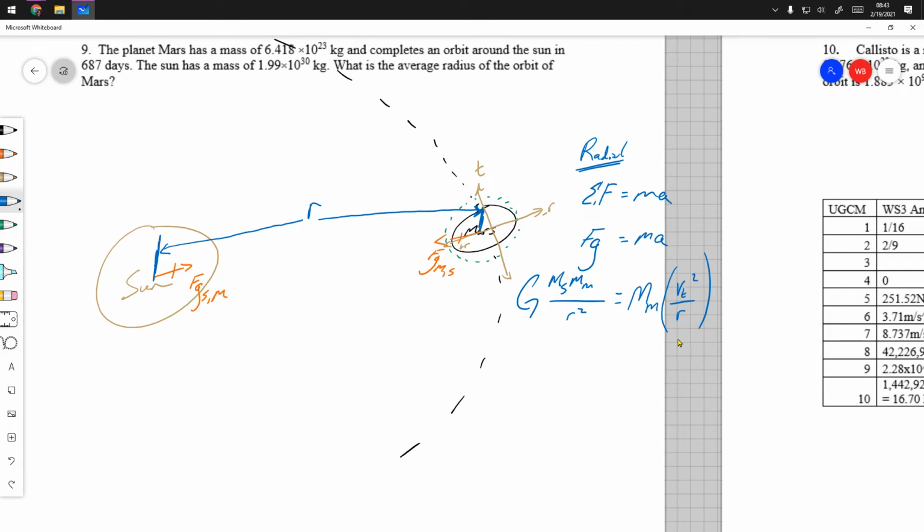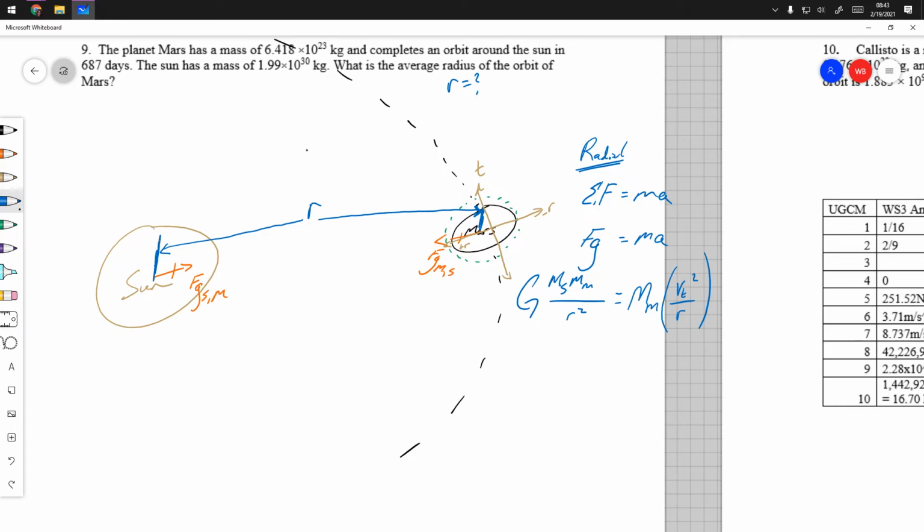Okay, cool. Now, how is that helpful? Well, notice that I'm trying to find the radius here. So R is a big question mark, and check this out. I have R in my equation here. I know these masses, I know this G, I know this mass. Do I know the tangential velocity? No, it doesn't tell me that.